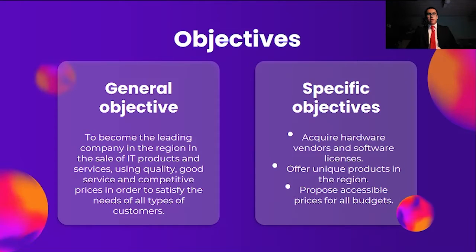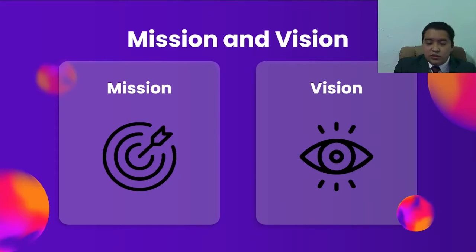Some of our specific objectives are the following: acquire hardware vendors and software licenses, offer unique products in the zone, produce or propose various accessible prices for all budgets, hire young graduates in systems, information technology or alike, open stores or physical premises in strategic points, and train staff to carry out the tasks of the company, to name a few. Now let's see the vision and mission.